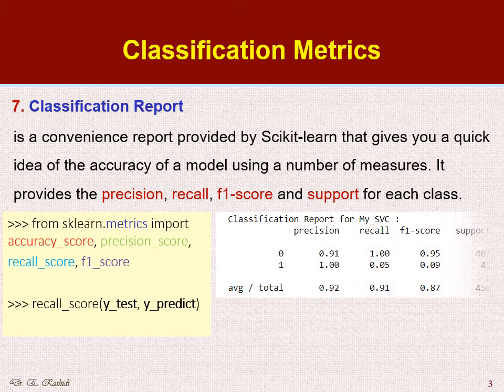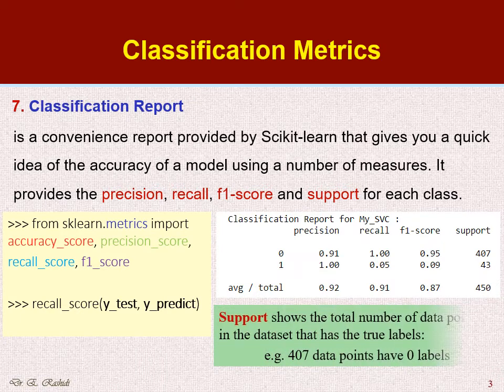As you can see here, this is a printout of the classification report for the MySVC model that we already had before. It has printed out and computed the precision, recall, F1 score, and support for both classes, 0 and 1, and also the average. What is support? Support shows the total number of data points in the dataset that have the true label. So for example, here we have 407 data points that have the true 0 label.